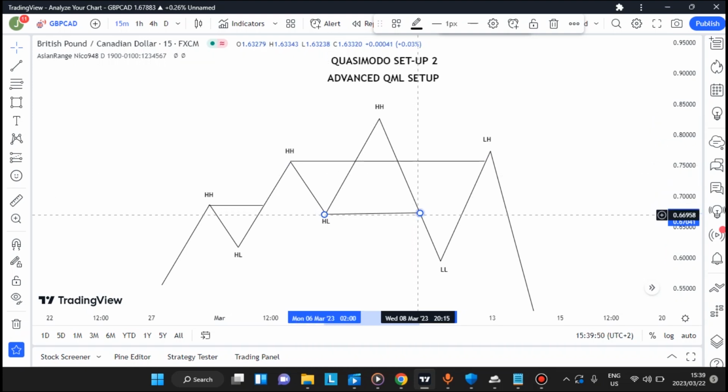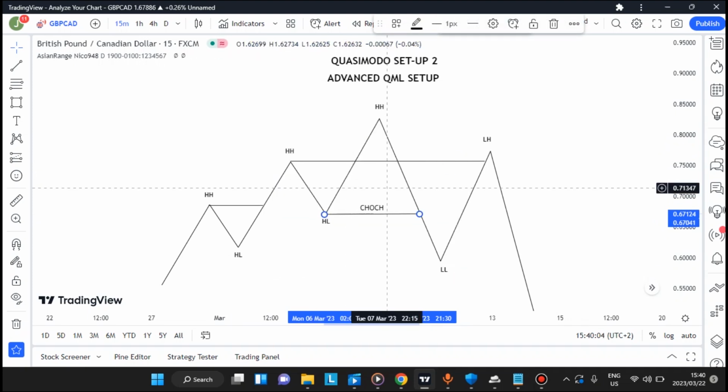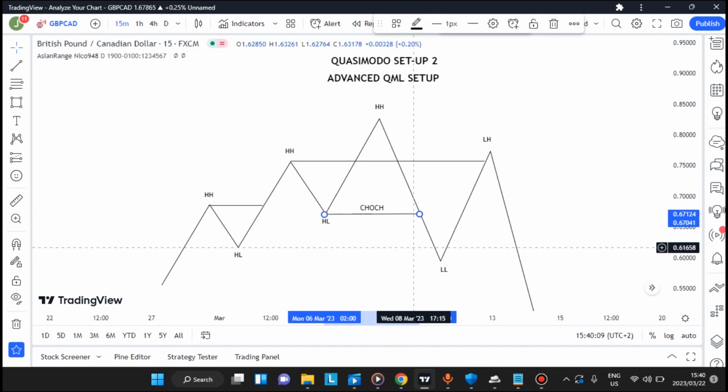So you can check it out. I also talked about church and church versus flip. I've also done that. So as you can see, this here will be our change of character. This shows us that the market is moving, it's now changing direction, changing the trend from an upward trend to a downward trend.